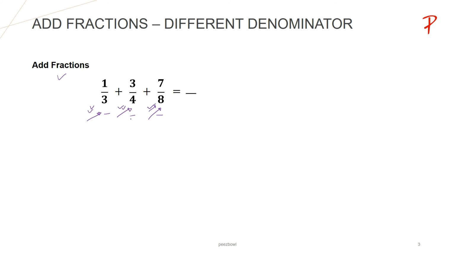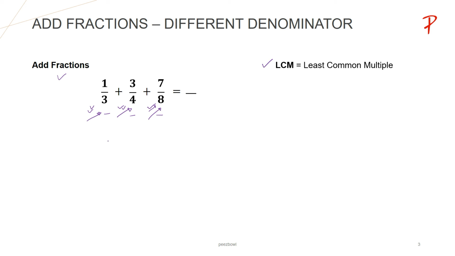In order to add these types of fractions when we have different denominators, the first step is to find a common denominator. And to find a common denominator, we generally find the LCM. LCM stands for least common multiple.